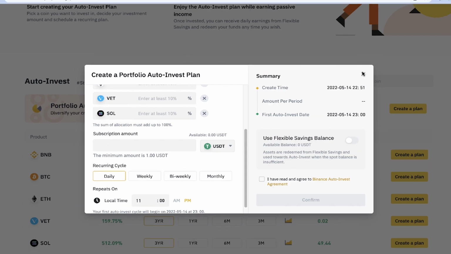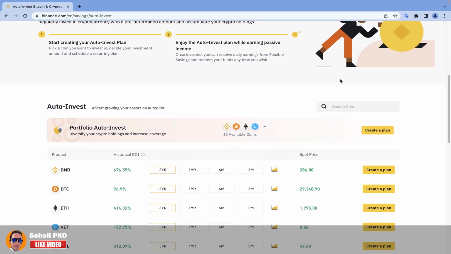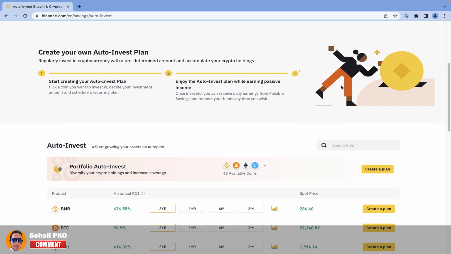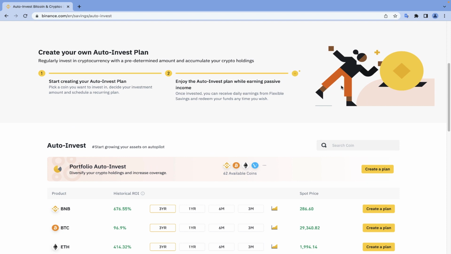Dollar cost averaging is an excellent way of investing and accumulating crypto assets that helps you to reduce the risk and lower the amount you pay for your investment on average, because you buy on a regular basis at both high prices and low prices regardless of the short-term volatility. And with Binance Auto Invest, you have an extra benefit of earning passive income on your crypto holdings.